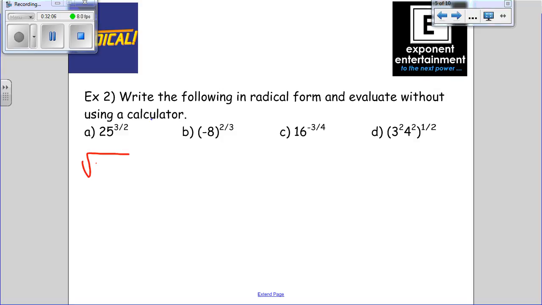Okay, I converted that into a radical. The 2 became the index. The 3 stayed where it was. Now, I can solve this thing in my head. And the way I'm going to solve it in my head is I look at the square root of 25 to the power of 3, and I need to know something. And the thing that I know is that it doesn't matter if you do to the power of 3 first or if you do the square root first. It'll still work out the same. Do I know what the square root of 25 is? It's just 5. So that means this thing is actually 5 to the power of 3.